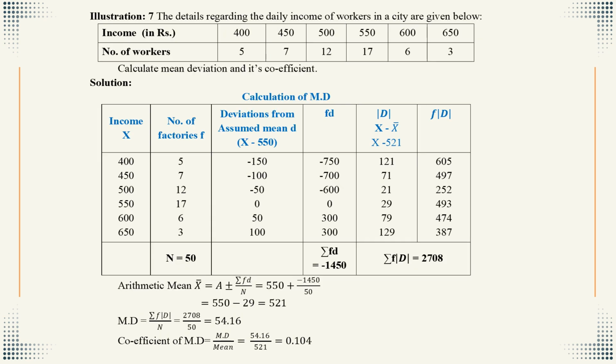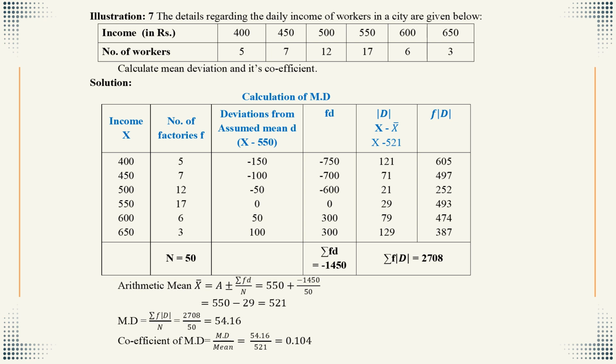Then illustration 7. Illustration 7 is to calculate the mean deviation based on the arithmetic mean, related to a frequency distribution, that is, a discrete series. That means x is some value of the variable, and frequency is how many times it is repeated. Here it is income and number of cases that have been given. So first, a table of 6 columns should be prepared. First one is incomes, and second one is number of factories, as given in the illustration.